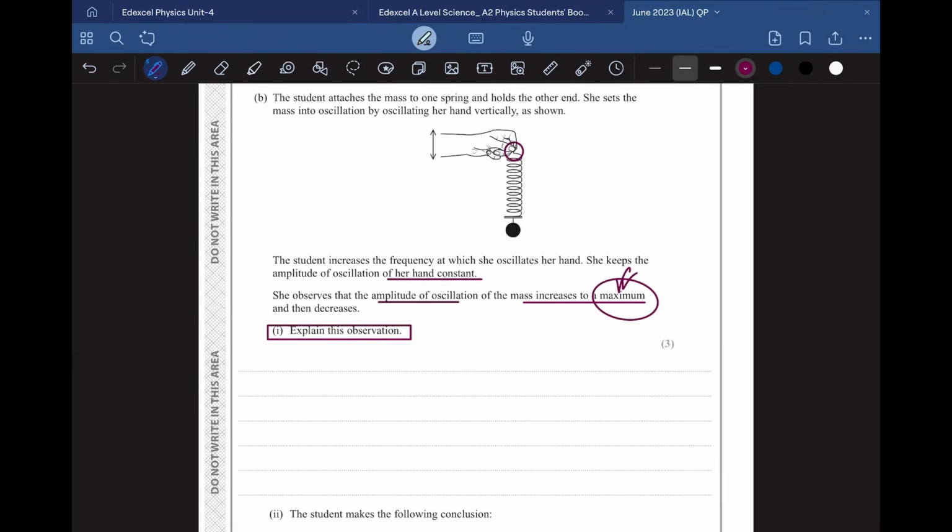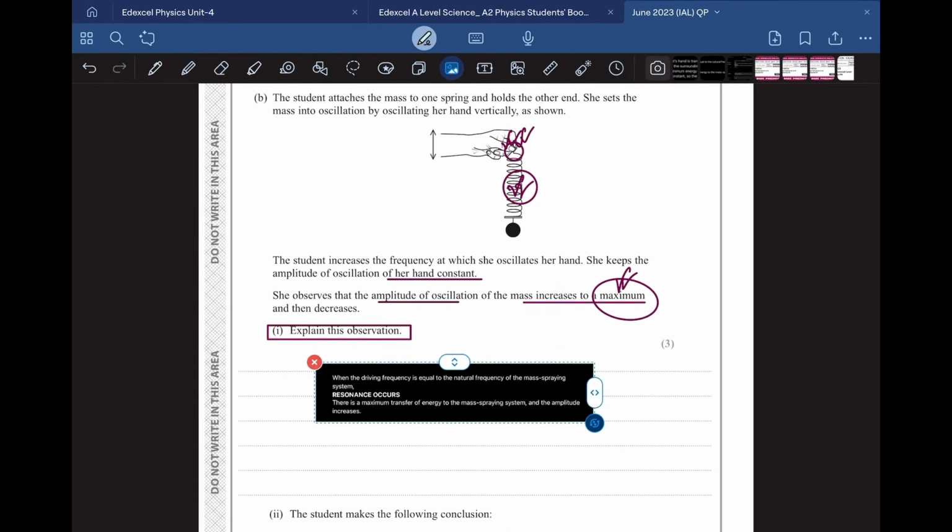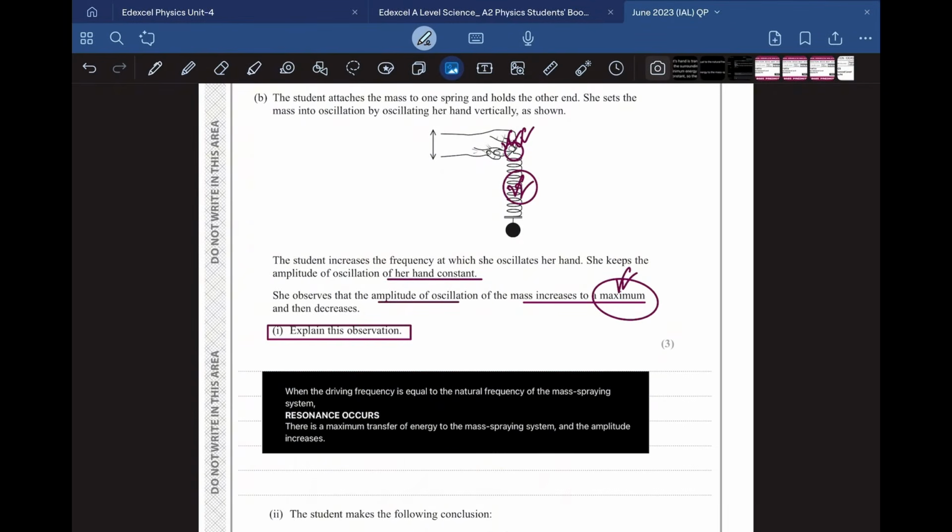So basically, resonance occurs when the driving frequency, the frequency with which she is oscillating the spring mass system using her hands, is equal to the natural frequency of the spring mass system. When this driving frequency matches the natural frequency of the spring mass system, resonance occurs. And when resonance occurs, there is a maximum transfer of energy to the spring mass system, and the amplitude increases to its maximum value, right? Something that we have learned previously. So this is going to be your answer: when the driving frequency is equal to the natural frequency of the spring mass system, resonance occurs.